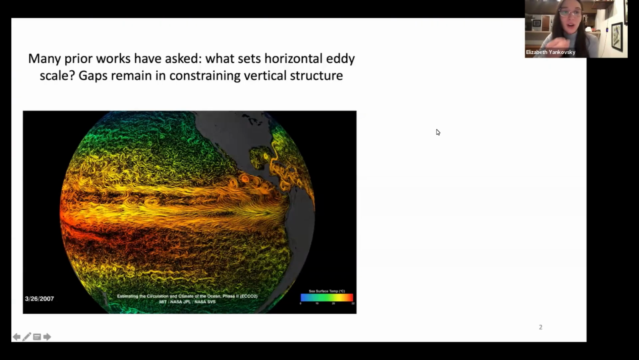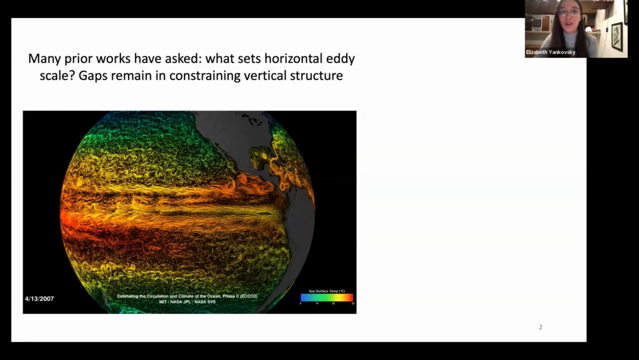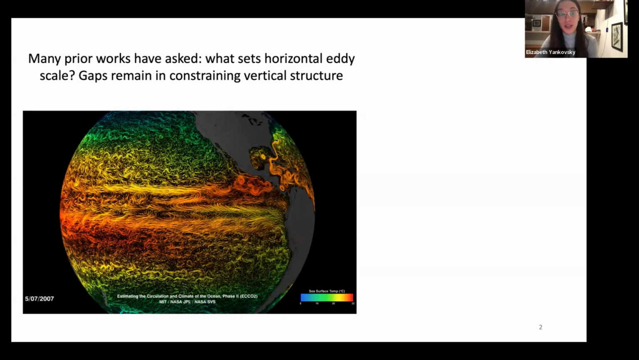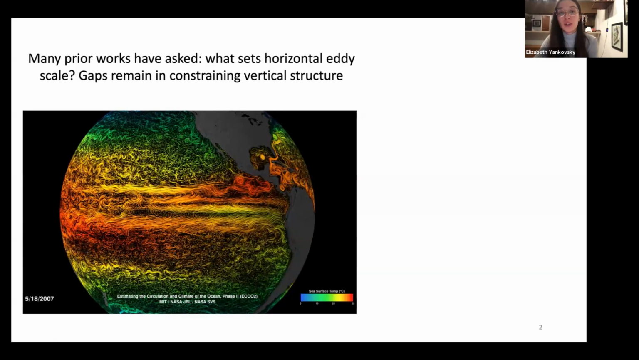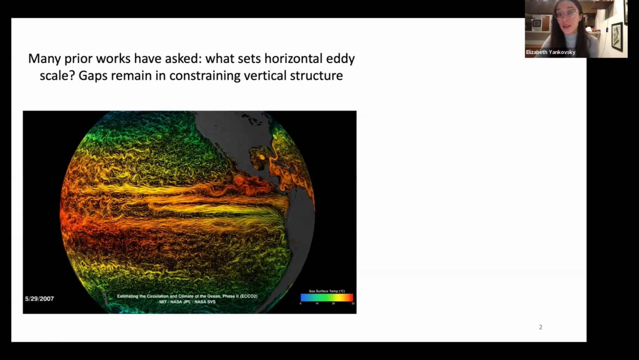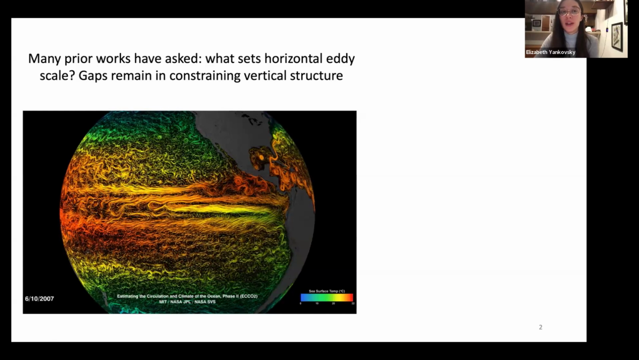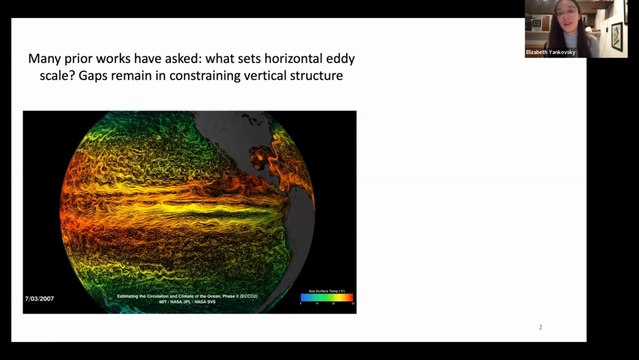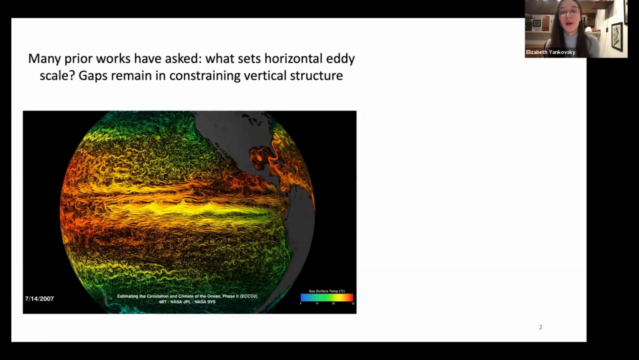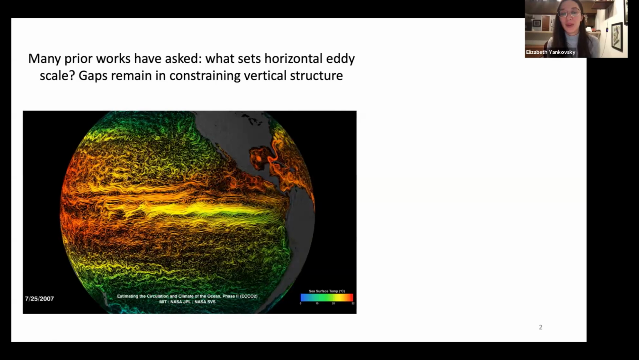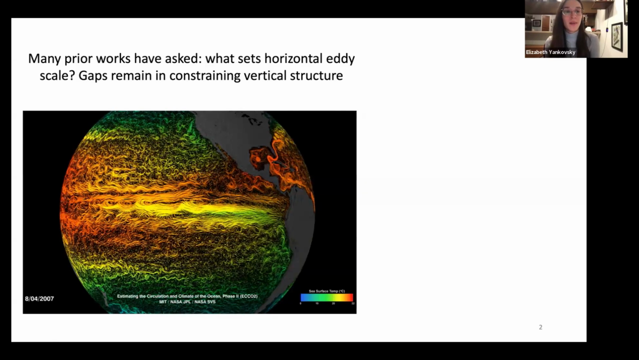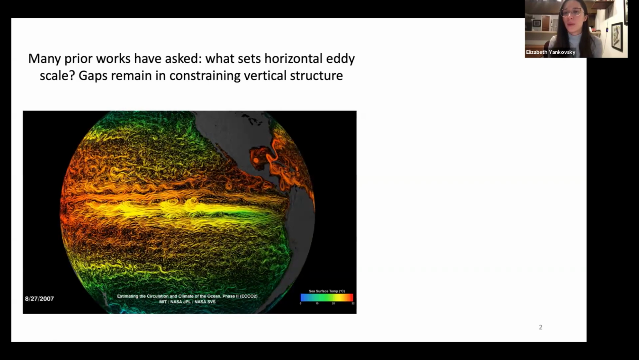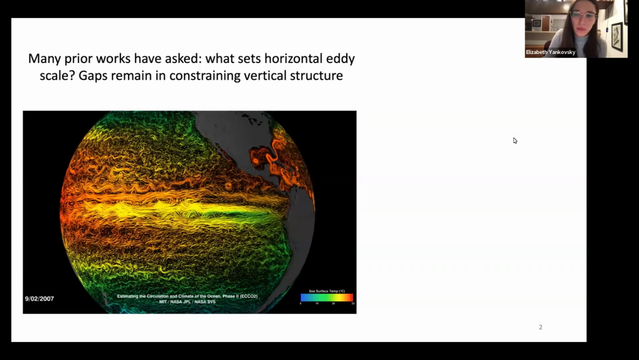I want to motivate this talk by mentioning that a lot of prior works and literature over the last several decades have asked the question of what sets horizontal eddy scale and also the horizontal eddy structure. This is partially due to the greater availability of horizontal information about mesoscale eddies, for example, stemming from the satellite era. But gaps remain in constraining the vertical structure, and that is the subject of this talk.